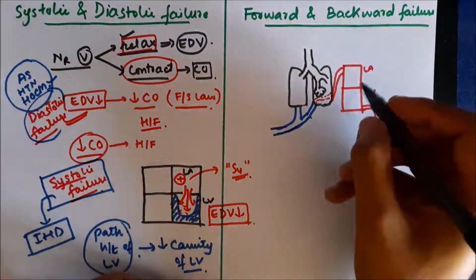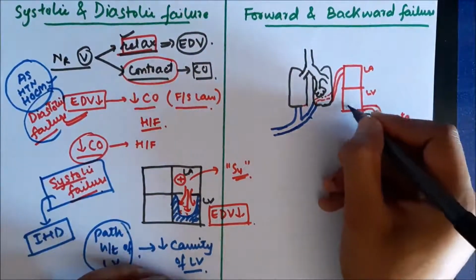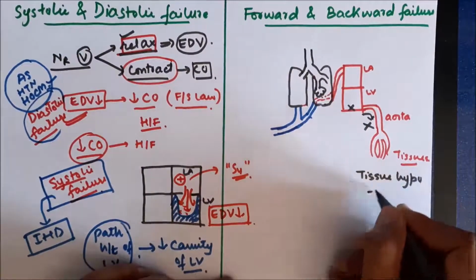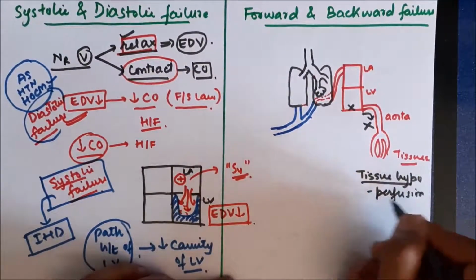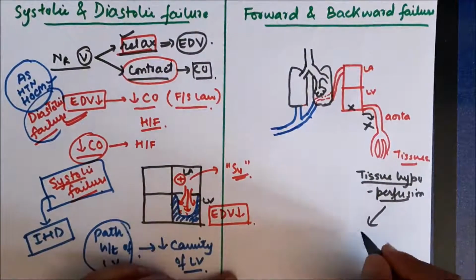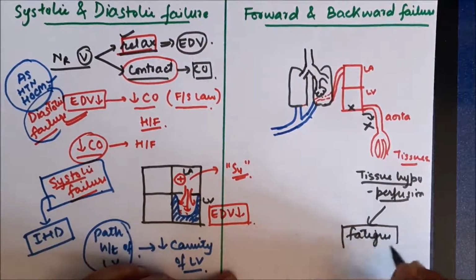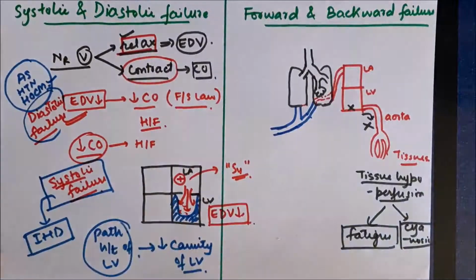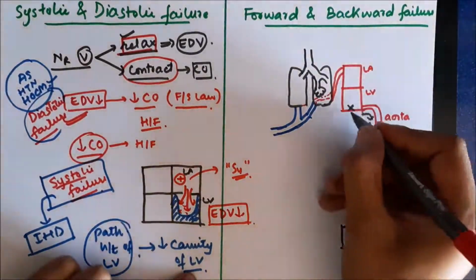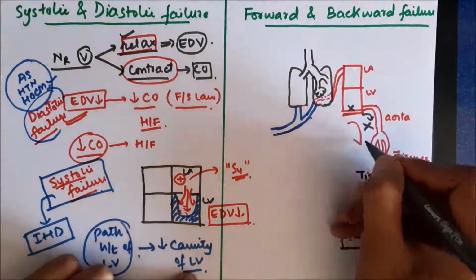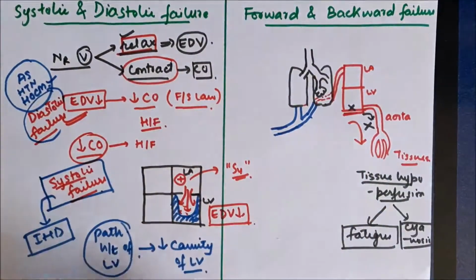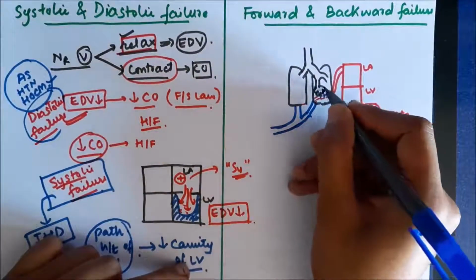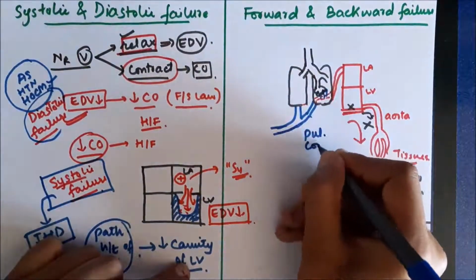Now, let us say there is failure of the left ventricle. In case of failure of the left ventricle, there will be tissue hypoperfusion. So less blood will be able to go to the tissues, and as a result there will be complications such as fatigue and cyanosis. There will be decreased oxygen supply and decreased blood to peripheral tissues, resulting in fatigue and cyanosis. Now, these complications occur from a point which is distal to the point of origin of failure. So failure is at the left ventricle, and the complications occur distal to this point.